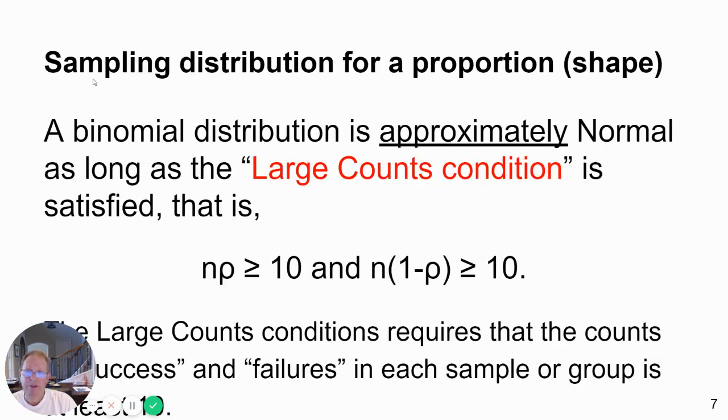The next thing we need to do is determine the shape of the sampling distribution of p hats. Well, the binomial distribution is approximately normal as long as the large counts condition is satisfied. What is the large counts condition? The large counts condition is that n times p must be greater than 10, and n times 1 minus p must be greater than 10. Sometimes we say that the large counts condition requires that the counts of success and the counts of failure each must be greater than or equal to 10.